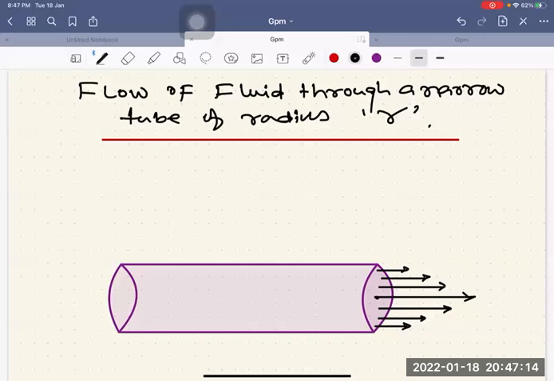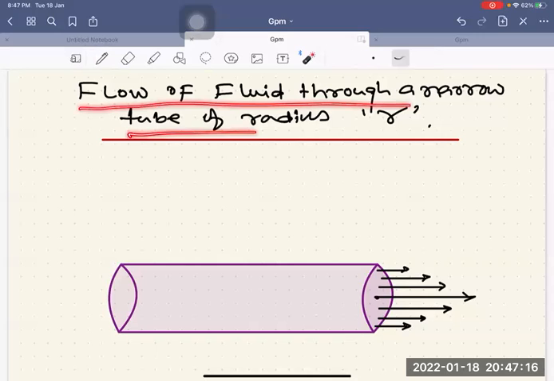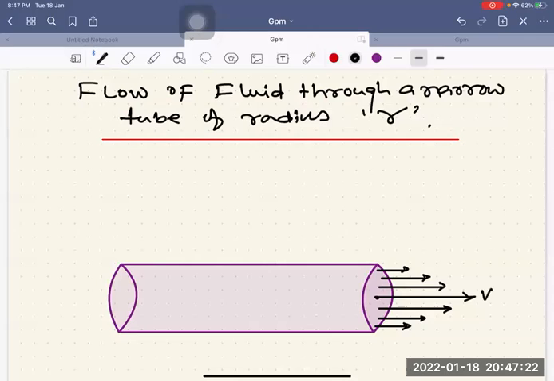So we are just talking about the flow of the fluid through a narrow tube of radius r. Okay, तो हमने यहाँ पे देखा कि there is a maximum speed V max and there should be the V minimum, and here it is also the V minimum, the maximum to minimum. पहले ऐसे तो variation होते हैं.